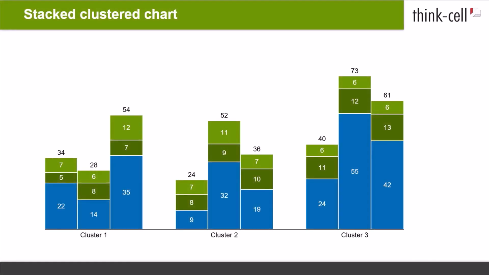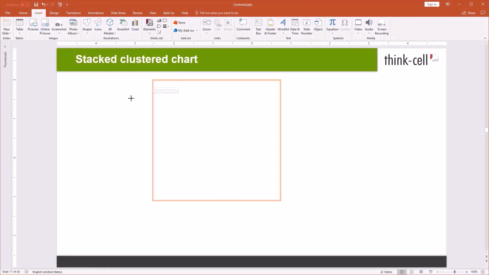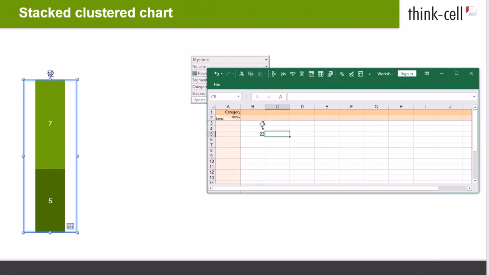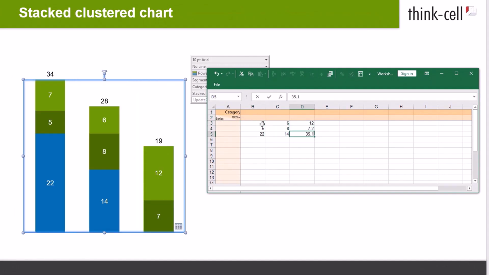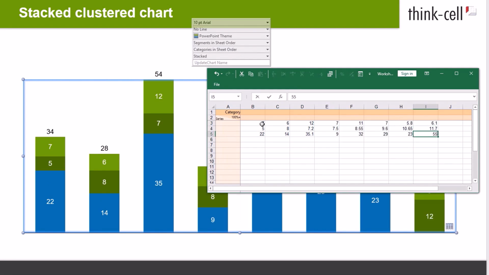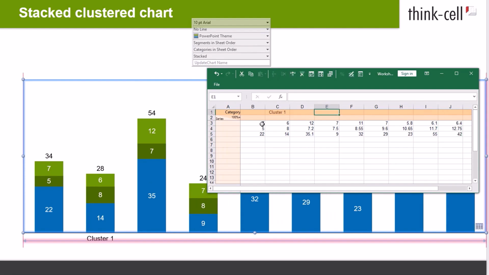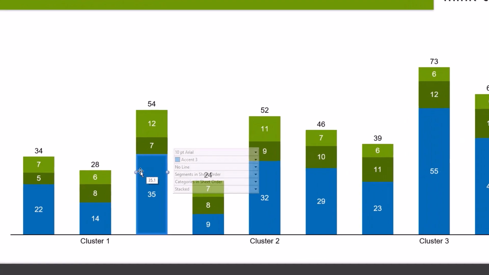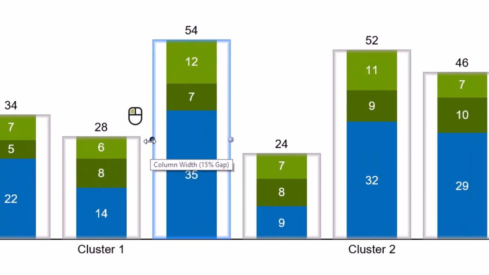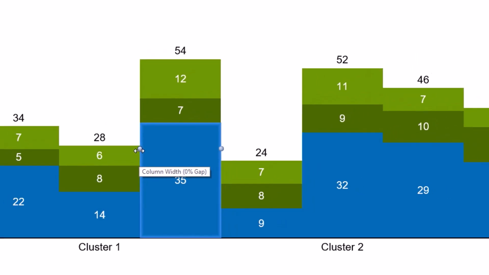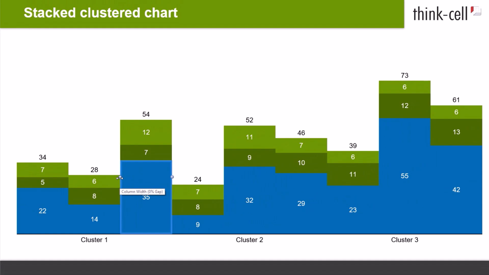If you would like to build a stacked clustered chart, you start with a stacked chart and modify it as follows. Enter your data into the datasheet, including category names for the different clusters. Click on any segment of the chart, drag the column width handle until the tooltip shows 0% gap, and release. All columns move together without any gaps between them.